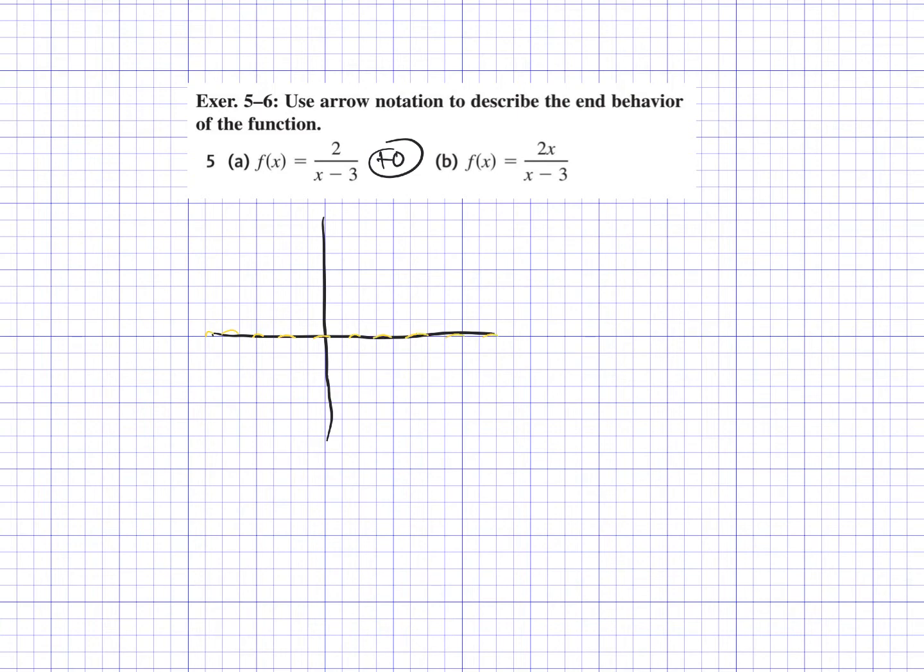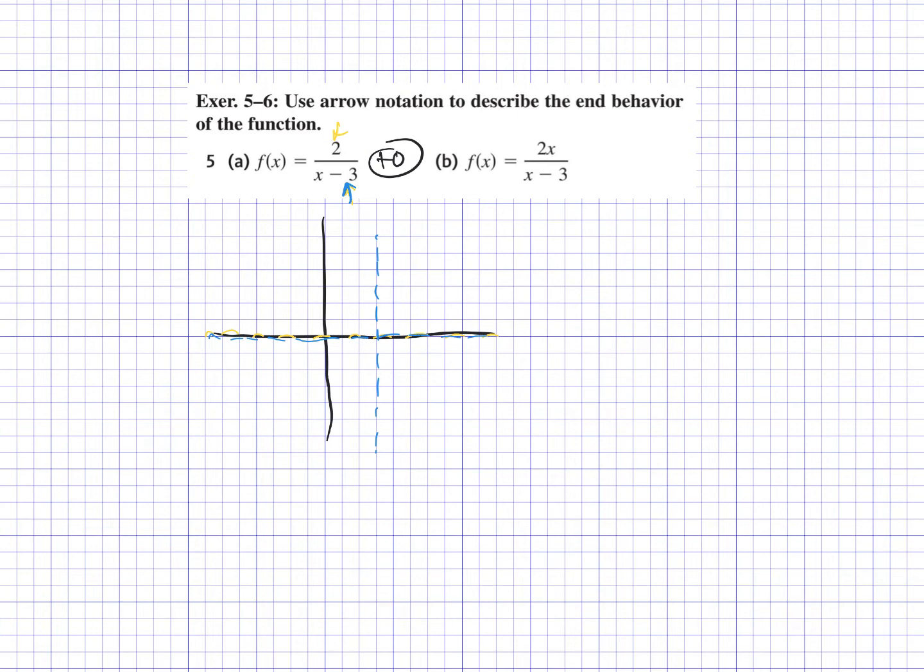But for these types of simple fractions, when there's just a number in the numerator, y equals 0 is your horizontal asymptote. But also look at this right here. What makes your denominator 0? When x is 3. So when x is 3, we have a vertical asymptote. All right. So now, those are our asymptotes.